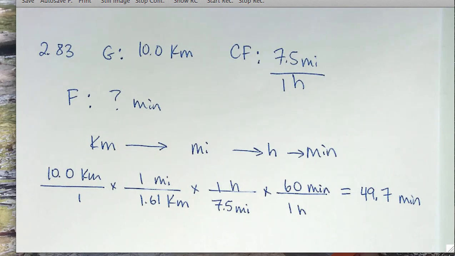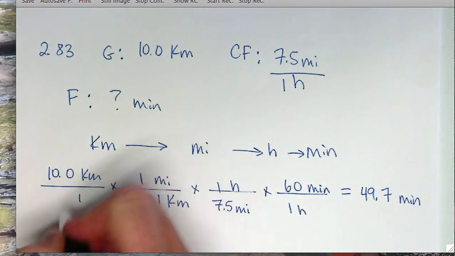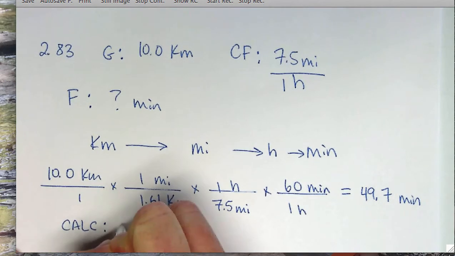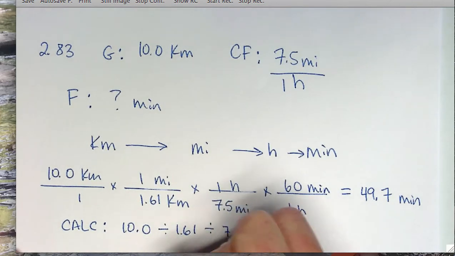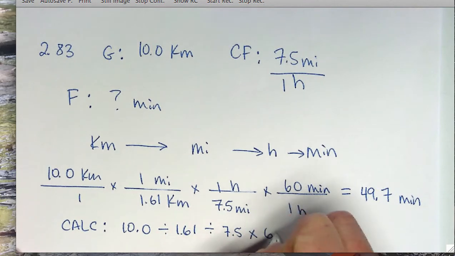I got 0.6. I don't know what your answer is. Multiplying by 7.5, you should divide by 7.5. Okay. Let me write out what you should enter in your calculator. So the calculator, you should have 10.0 divided by 1.61 divided by 7.5 times 60.